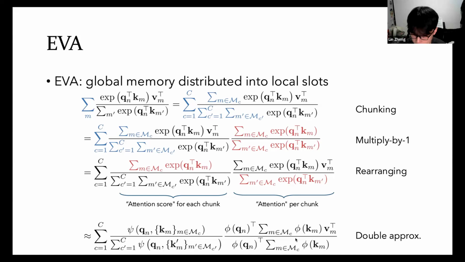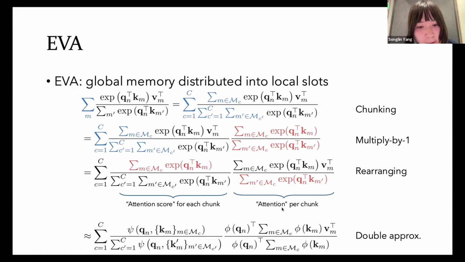We introduce two new approximations for these two individual terms. For the right-hand side term, we still use the ordinary linearized attention approximation by introducing a feature function phi, approximating it with linear-time computation. But for the first term, we introduce a new function approximation called psi, which we will describe in detail later. This is the key idea of EVA: distributing the global memory into local ones, dividing and conquering at the chunk level.